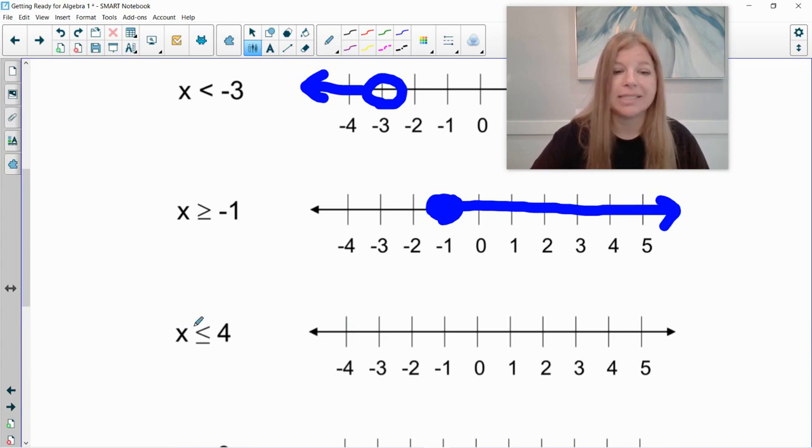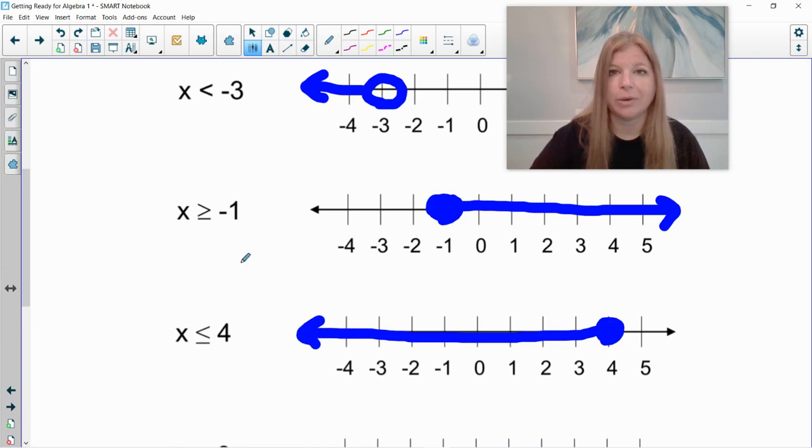The next one, x is less than or equal to 4. So I need to go to 4, and I'm going to also do a closed circle at 4. Because 4 is not less than 4, but is 4 equal to 4? Yes, and this is the symbol of less than or equal to. So 4 is part of the solution, and where do numbers get less? They always get less to the left. And so this would be the graph of that inequality.